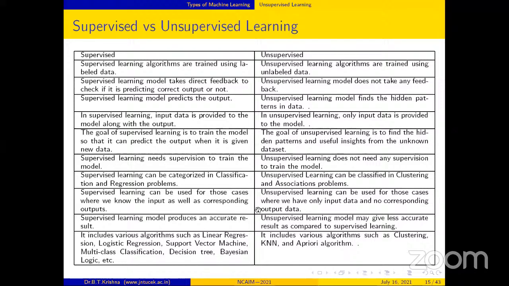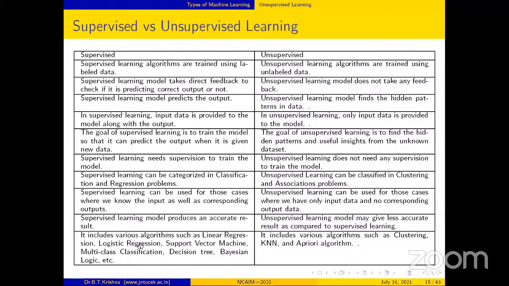Supervised learning can be used for those cases where we know the input as well as the corresponding output. Whereas unsupervised learning can be used for those cases where we have only input data and no corresponding output data. The result produced by supervised learning is more accurate, whereas the result produced by unsupervised learning is less accurate compared to supervised learning.